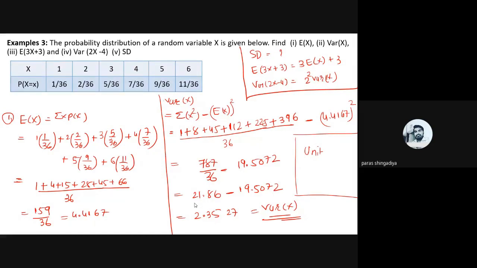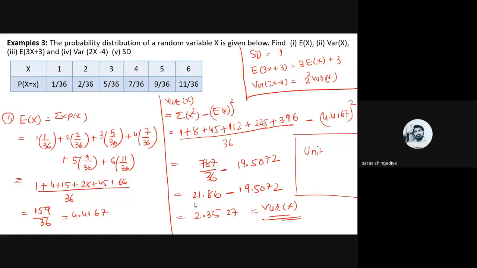Data is already given. Find the E of X, variance of X, E of 3X plus 3, variance of 2X minus 4, and standard deviation. That part you have to calculate. The table is given as X values 1 to 6 versus probabilities 1 by 36, 3 by 36, 5 by 36, up to 11 by 36. So find the E of X, then the variance of X, and then calculate the standard deviation. That part is for your homework.